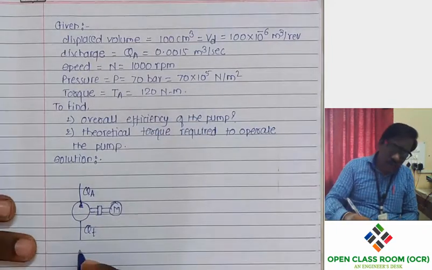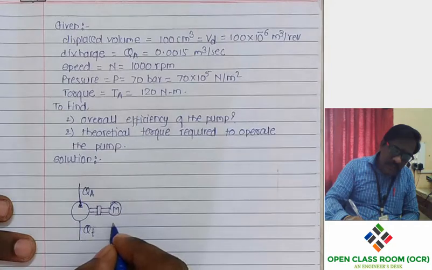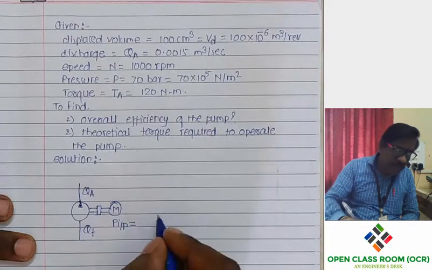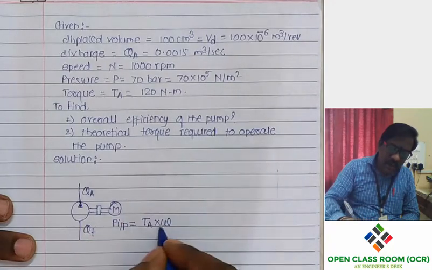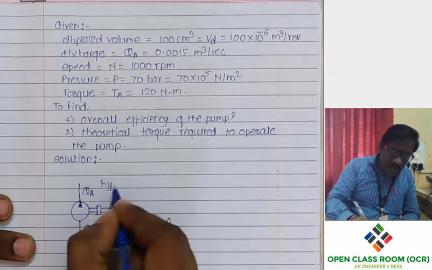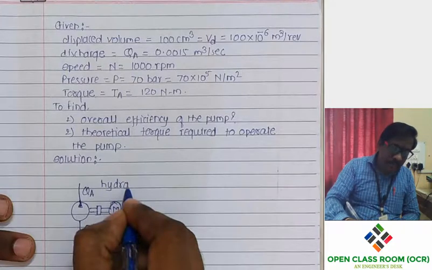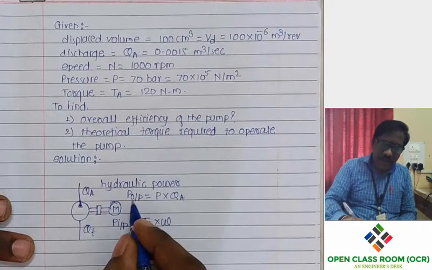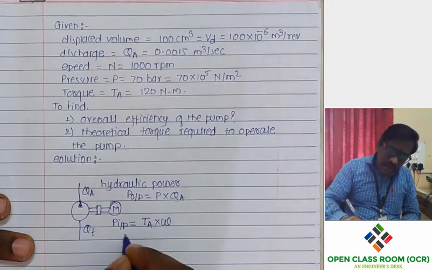Now let us find the overall efficiency of this pump. When we talk about overall efficiency, we have to consider the input power. The input power to the pump is from the prime mover. It is given by the torque at the shaft times the angular velocity of the shaft. We can determine the input power to the pump, and the output power, as we discussed in the earlier numerical, is the hydraulic power. That hydraulic power is the output power of the pump. It is given by P times the actual flow rate. Since we are interested in finding the overall efficiency, we are considering the actual discharge by the pump. This is the shaft power or brake power.